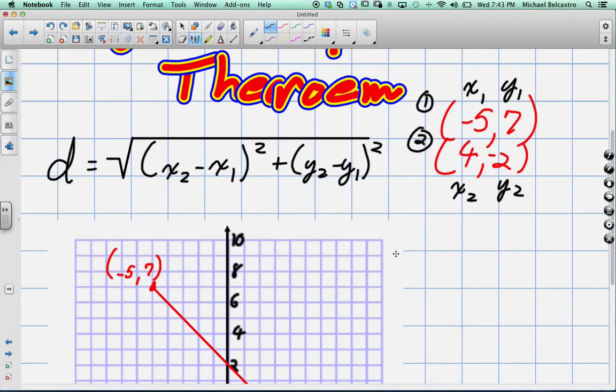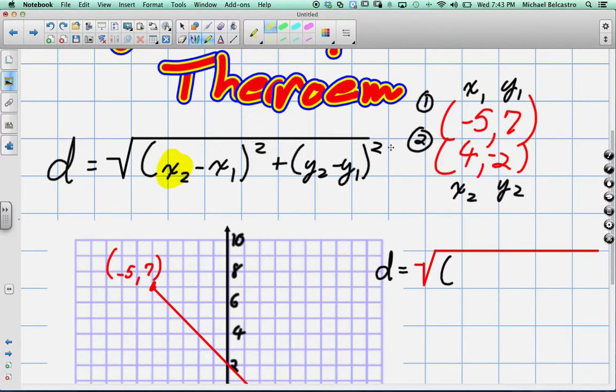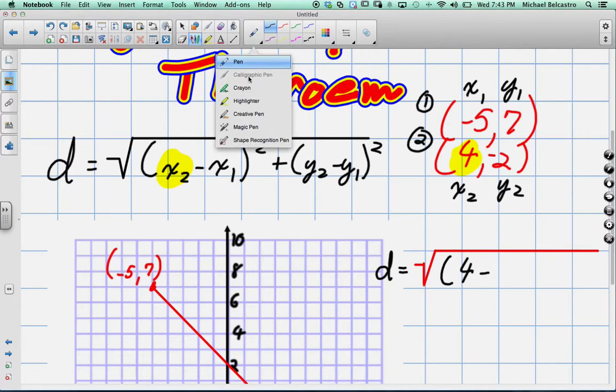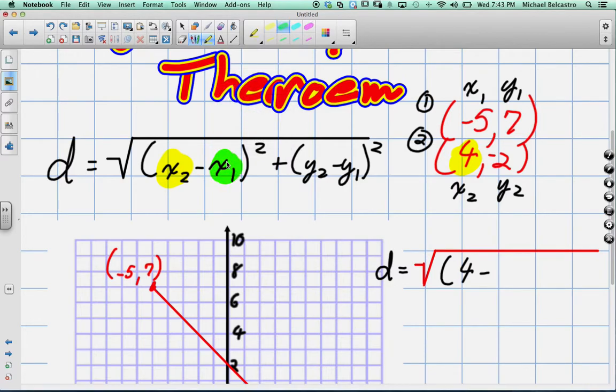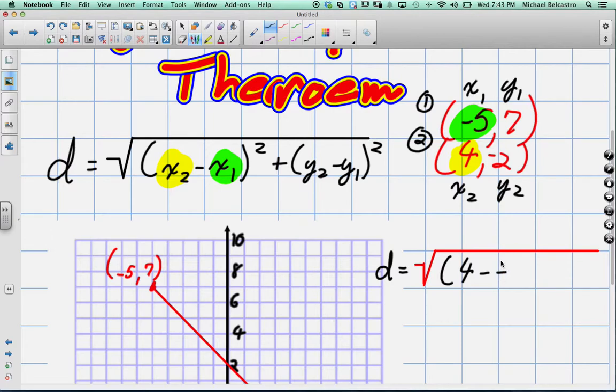I'll quickly do it on the right here. So I'm going to have to compress it just a little. But d will be equal to the square root of, and I'm doing square root in red here, the square root of x2. Okay, so we'll highlight this so we can easily see. Here's our x2, that's the number 4. Subtract x1, which is -5. So we're subtracting -5. So I'm going to put in a little bracket here. And then we're going to square that value. Because when we subtract a negative, it's kind of like adding.